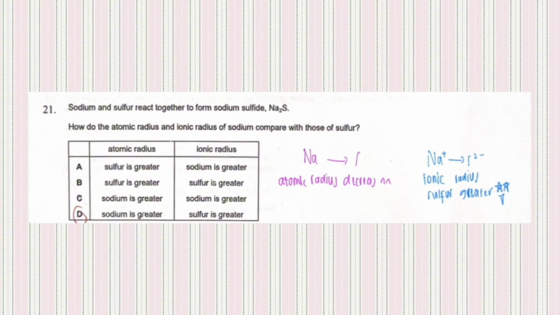Number 21. Sodium and sulfur react together to form sodium sulfide, Na2S. How do the atomic radius and ion radius of sodium compare with those of sulfur? The right answer is D. The trend of Na and sulfur atomic radius is decreasing, because both sodium and sulfur are in period 3. As you move from left to right across the period, atoms get smaller, so sodium is greater in atomic size. But in ion radius, when they form ions, sodium loses an electron to become Na+, while sulfur gains electrons to become S2-. Since sulfur has more shells, sulfur has a greater ionic size, so the answer is D.